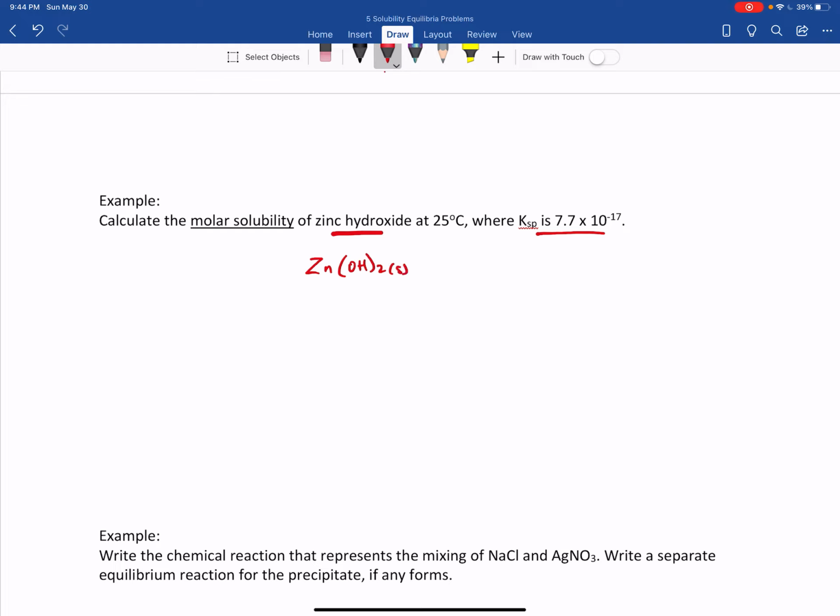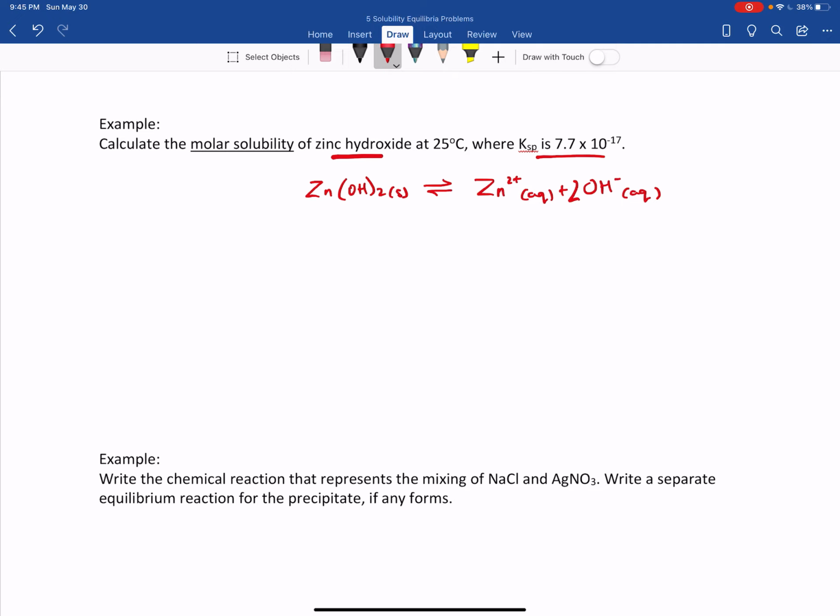Okay, so when it dissolves, we'll get zinc 2 plus as aqueous and OH minus ions. And there will be 2. All right, so there's our reaction. And again, we're being asked to find the concentration of zinc hydroxide. Its maximum concentration.